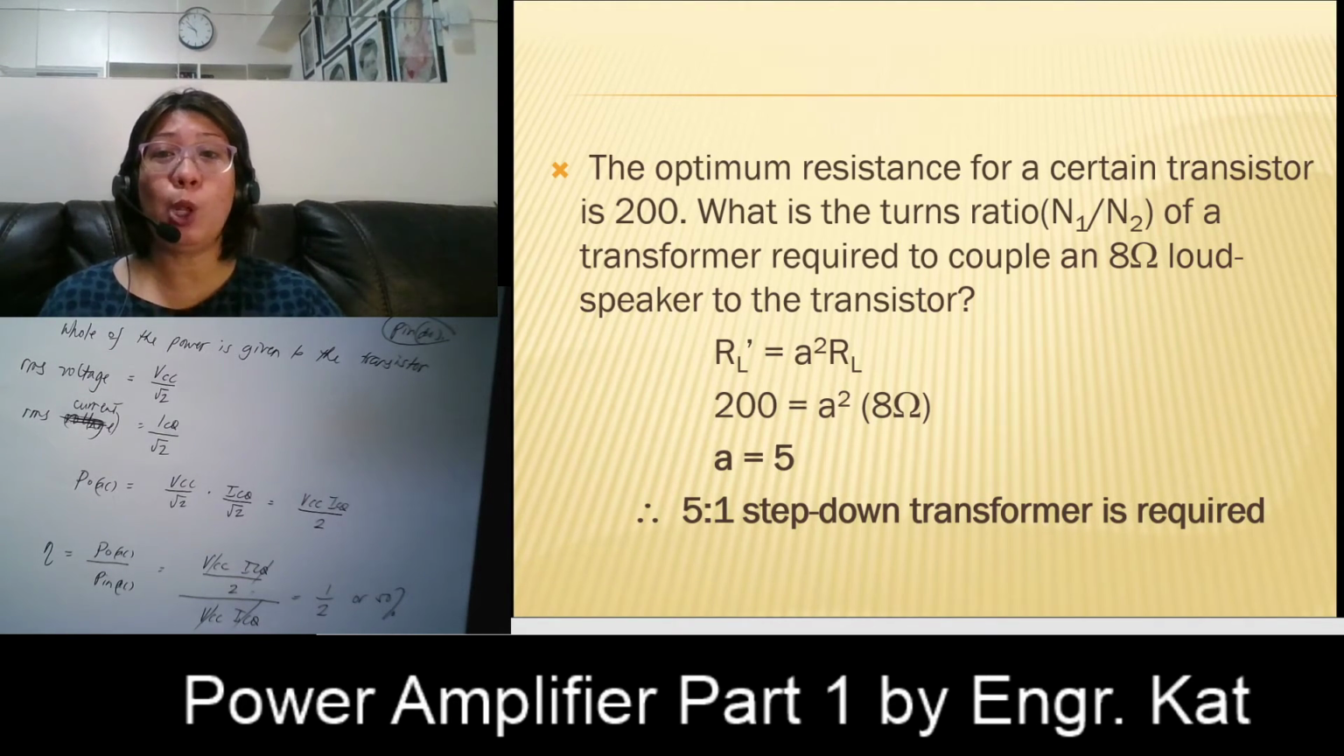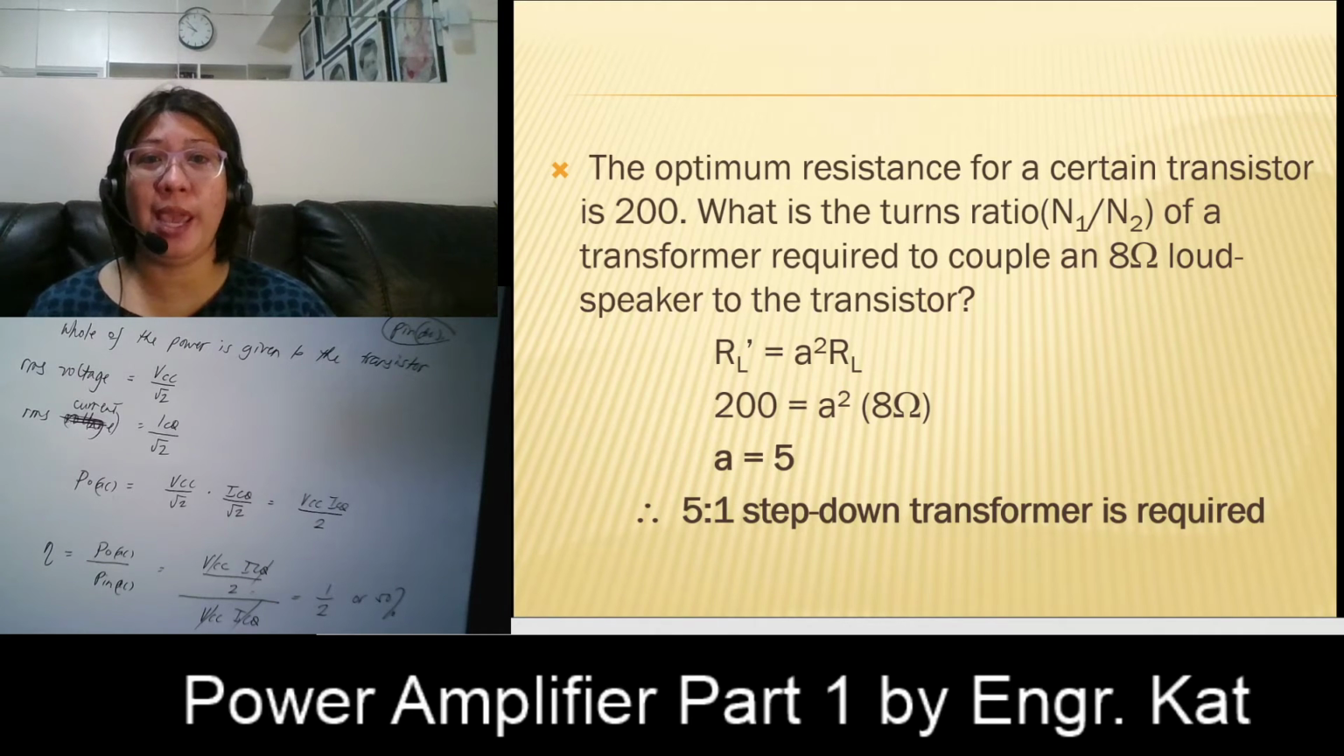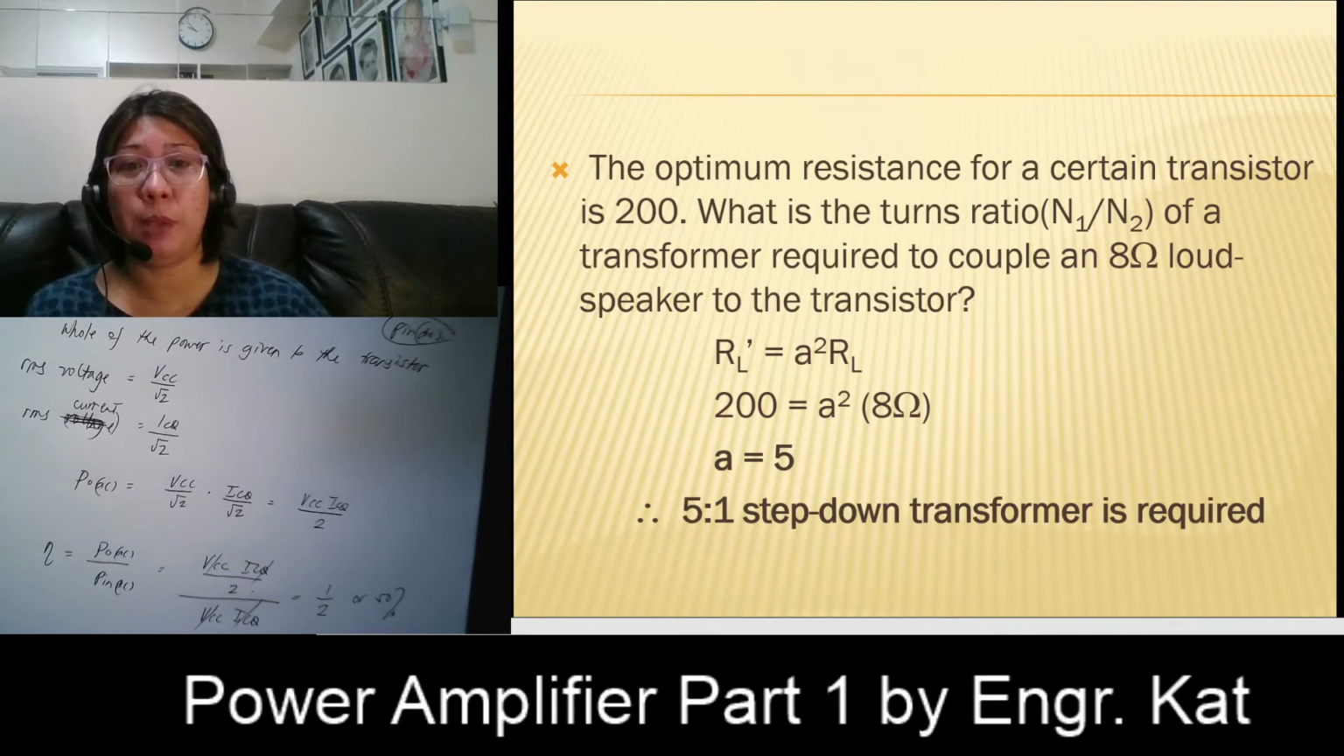So the smaller resistance was made to look much bigger. Okay? So what is the turns ratio, or a? N1 is to N2, primary winding over secondary winding of a transformer required to couple an 8 ohm load. The actual load is an 8 ohm loudspeaker to the transistor. So RL prime is equivalent to a squared RL. So 200 is equal to a squared multiplied by 8. So a is equal to 5. So that means 5 is to 1.